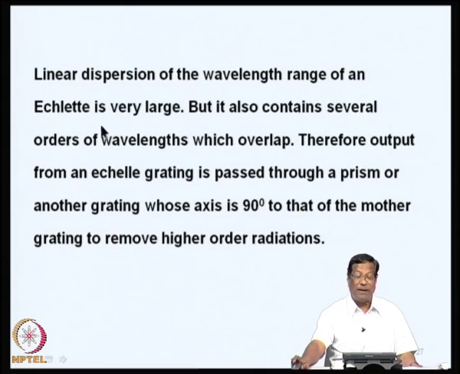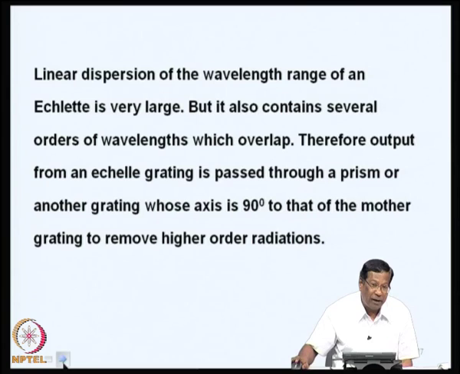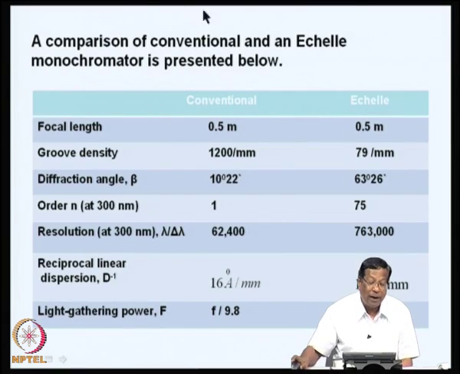So, if you use an echelle grating, the complexities of the optical design are much more compared to other designs, but the purity of the spectral line is also very important. So, if you want a very good spectrophotometer, a very good spectrum, you have to pay for that, and that costs more. Now, I can show you here a comparison of the conventional and echelle monochromator.